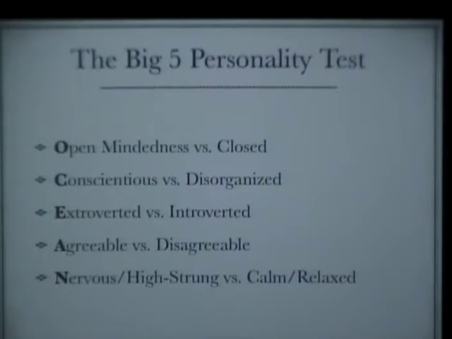The next personality test that we took was the Big Five personality test. It's also referred to as the ocean model of personality because of the acronym which forms the characteristics it measures. It measures open-mindedness versus closed-mindedness, conscientiousness versus disorganization, extroverted versus introverted, agreeable versus disagreeable, nervous, high-strung versus calm and relaxed. And you can see the first letter of each of the measurements spells the word ocean.